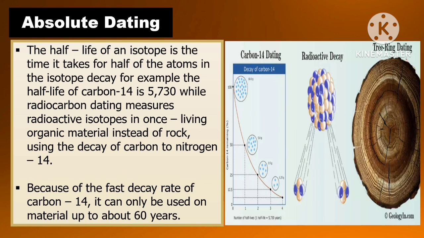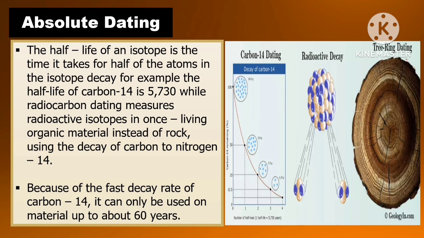The half-life of an isotope is the time it takes for half of the atoms in the isotope to decay. For example, the half-life of carbon-14 is 5,730 years, while radiocarbon dating measures radioactive isotopes in once-living organic material instead of rocks, using the decay of carbon-14 to nitrogen-14.